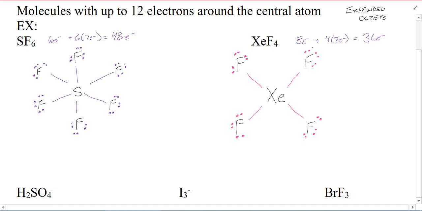I have 36. I have 4 more electrons. Where do they go? Well, extra electrons go on the central atom as lone pairs. And there you go. There's XeF4. 2, 4, 6, 8, 10, 12 electrons around a xenon.